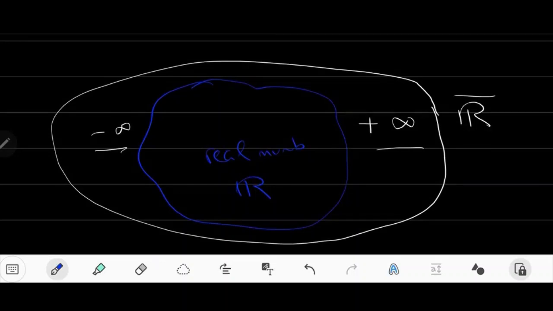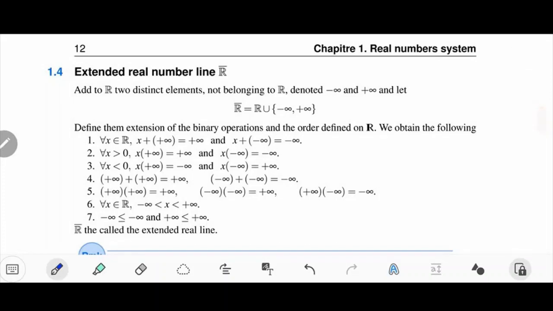Okay, why do we add these elements? When I say R bar, it's somehow a notation. When I say R bar, I mean all the real numbers and two additional elements which are minus infinity and plus infinity. This is what I call the extended real number line.